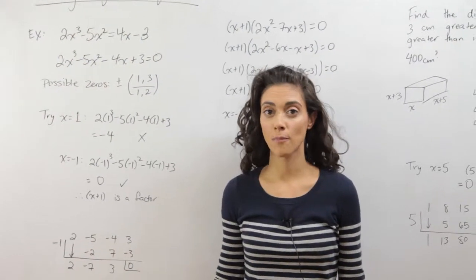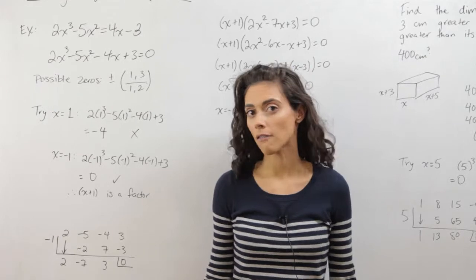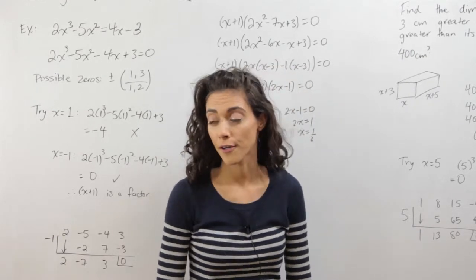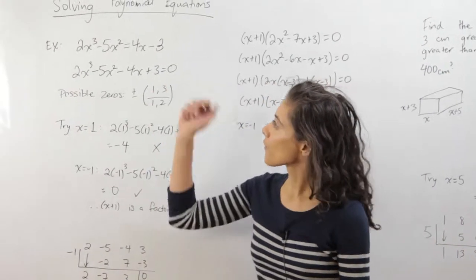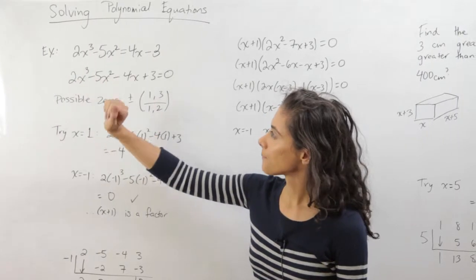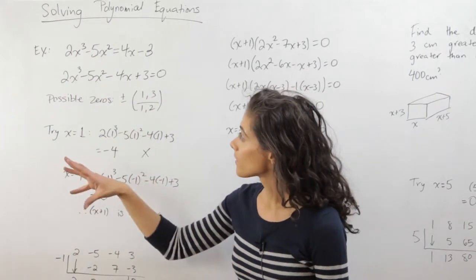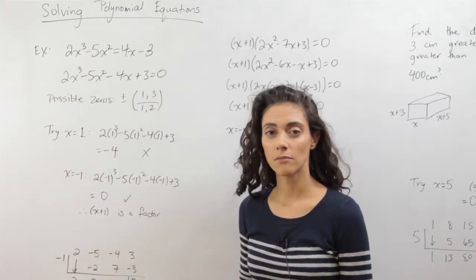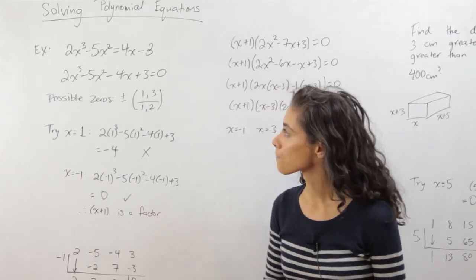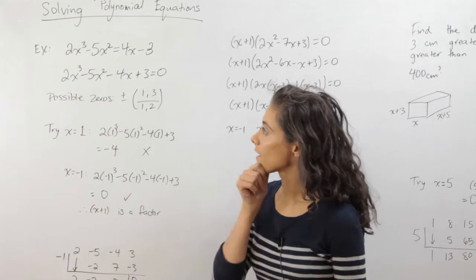Now that we know how to factor polynomials of degree 3 or greater, we can solve polynomial equations of degree 3 or greater. So here I've got an equation that's degree 3. First step of solving polynomials is, of course, get all the terms on one side and set the other side to 0. We already know that from quadratics. Now we're going to factor this left-hand side.